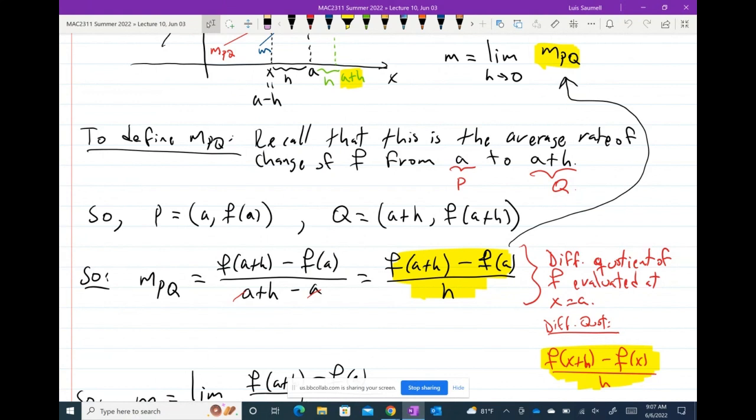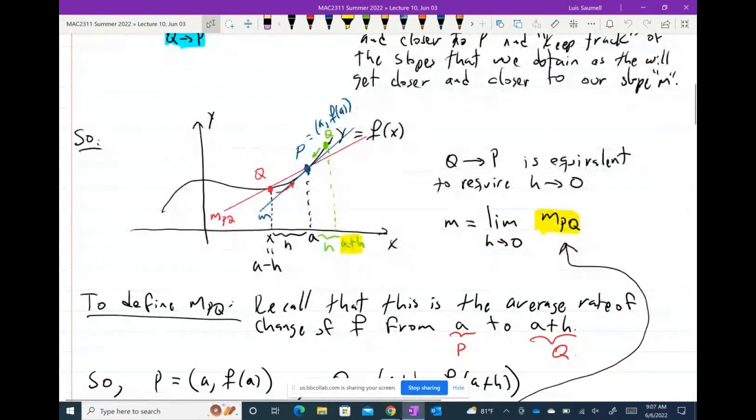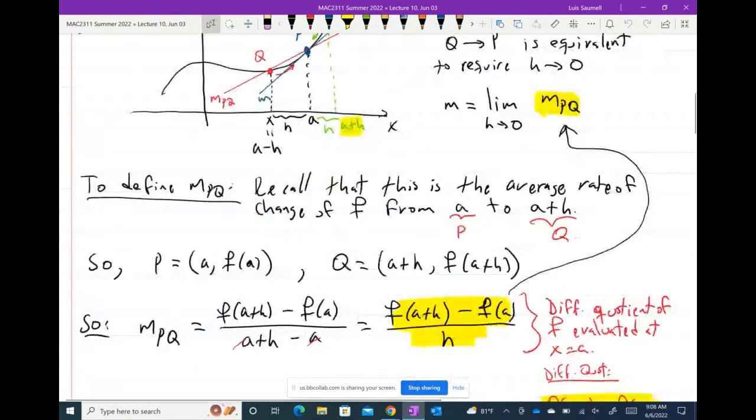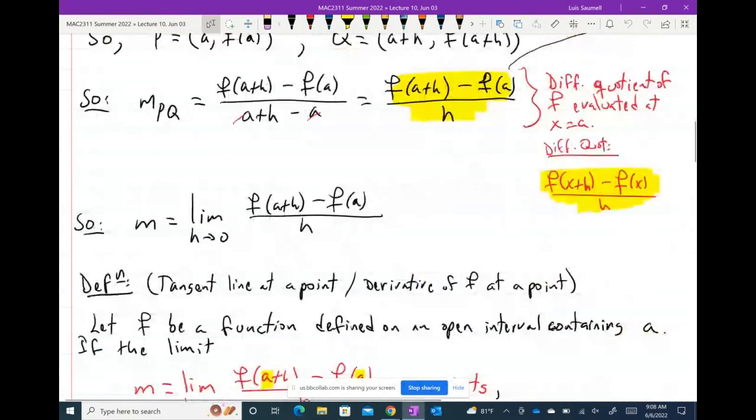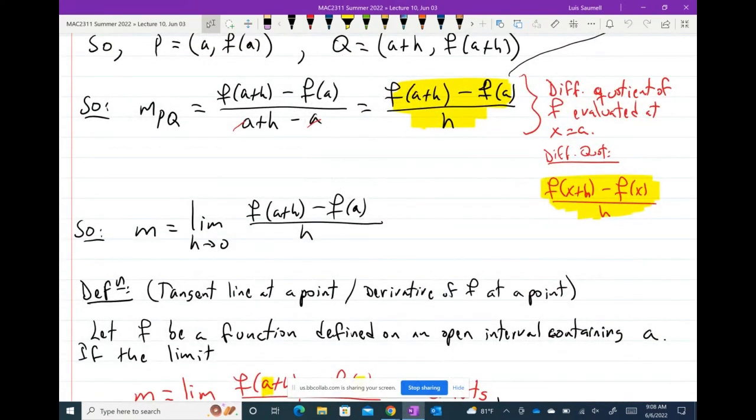Right? So what we do is we just take the limit of this expression as H approaches 0, because H approaching 0 means that these x values over here, which correspond to the x values of these points, are getting closer and closer to it. Right? We're just making this tiny distance very, very small. And that's how we define the slope of a tangent line. The limit as H approaches 0 of this difference quotient. Okay? From A to A plus H.